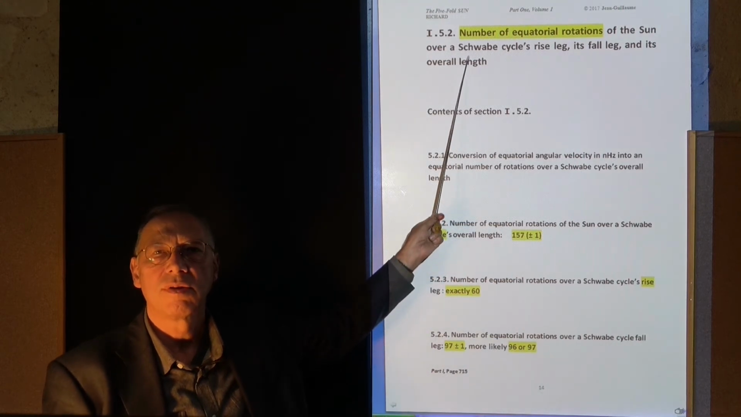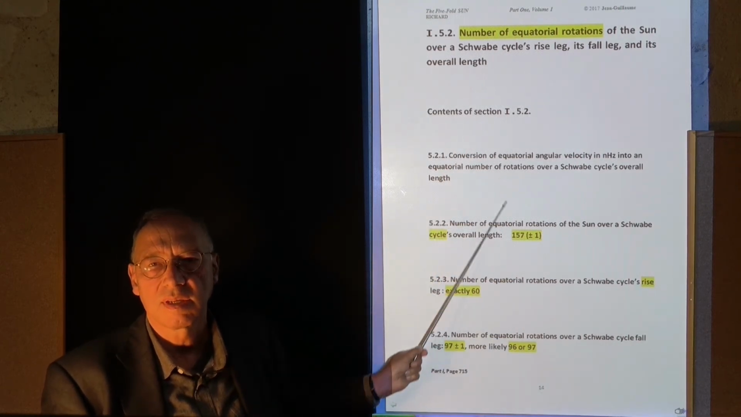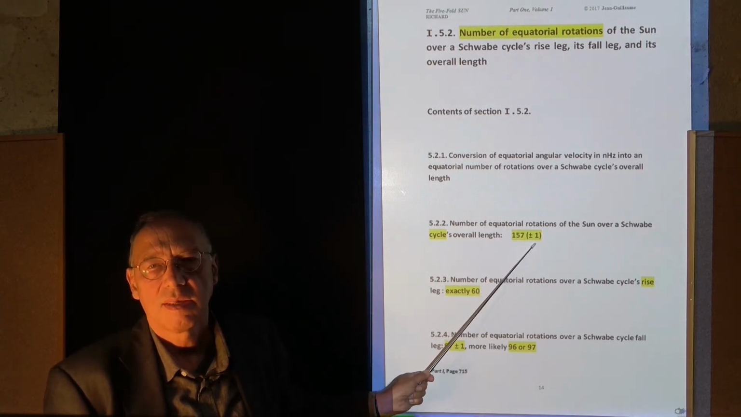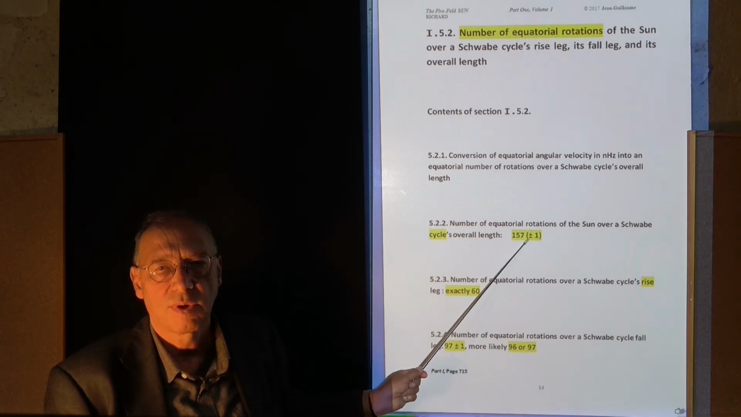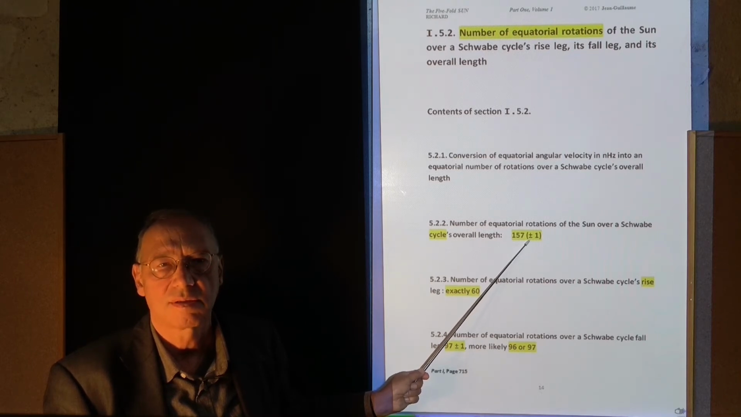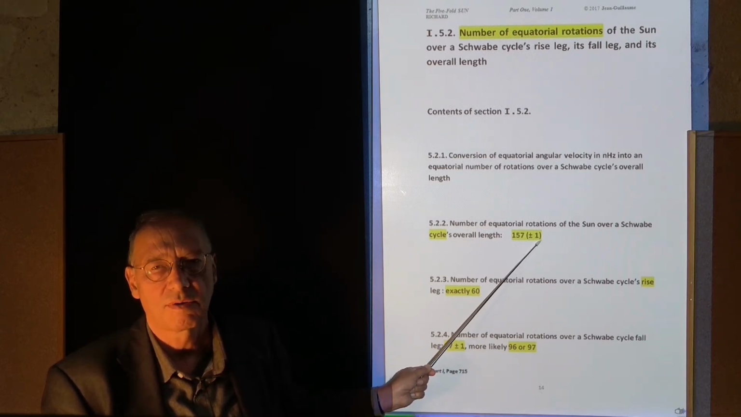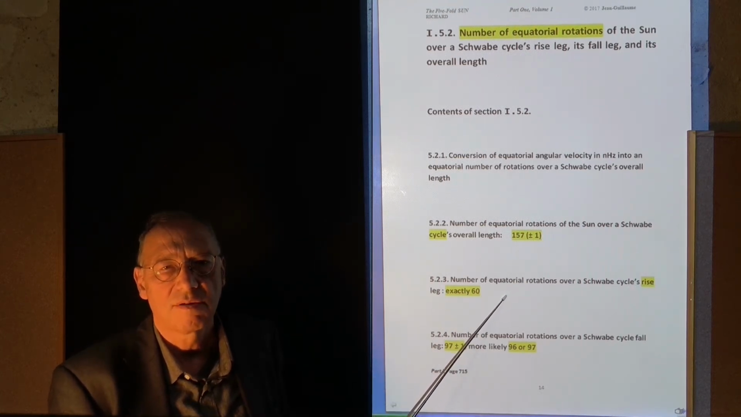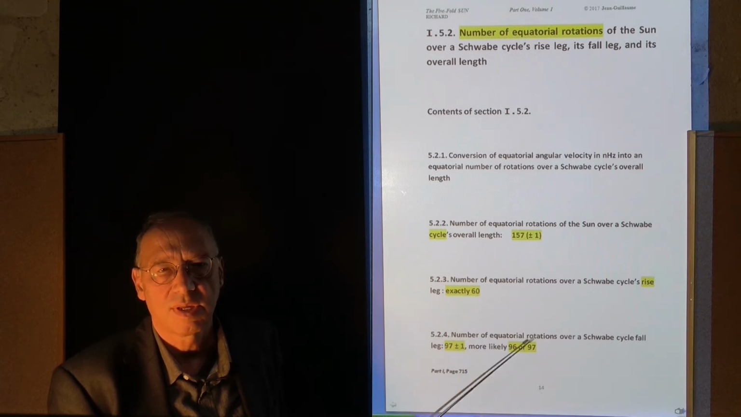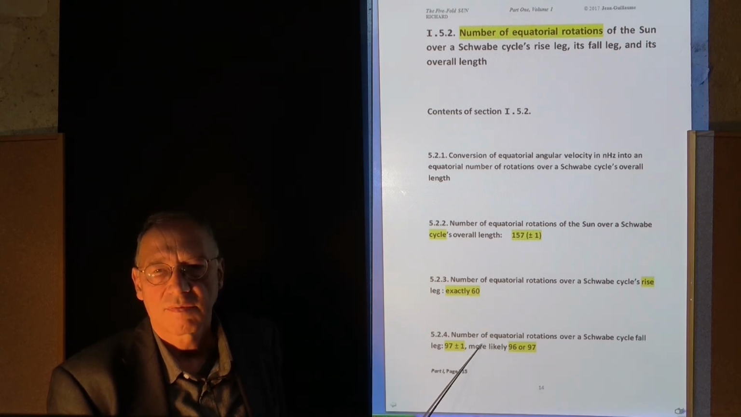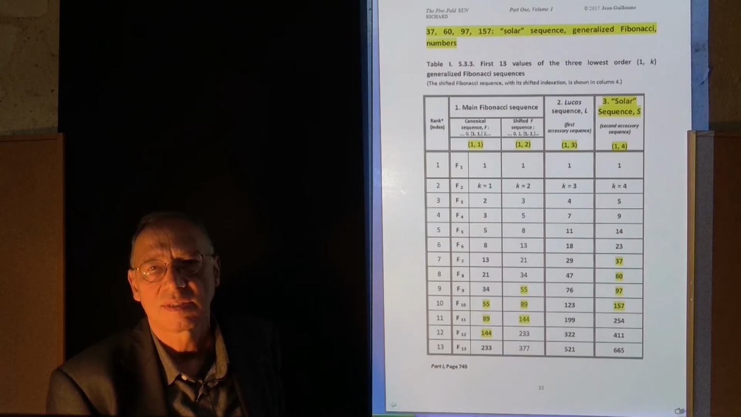We now turn to the number of equatorial rotations, and this amounts to 157 plus or minus 1. The uncertainty is only plus or minus 1 because we have a narrower band of estimates in the case of the equatorial rotation compared to the polar rotation. And in the case of the rise leg of the Schwabe cycle, it will be exactly 60, at least less than 61 and more than 51. And for the fall leg, 97 plus or minus 1, likely 96 or 97.